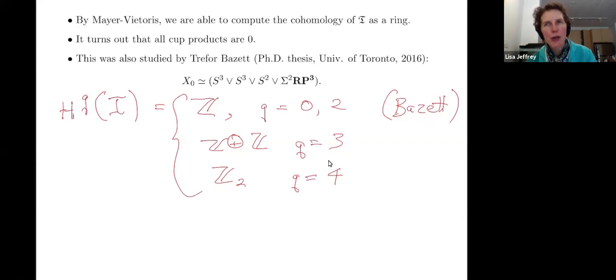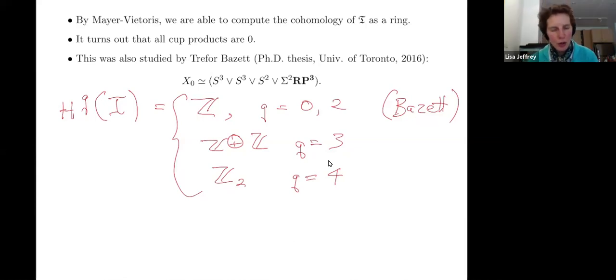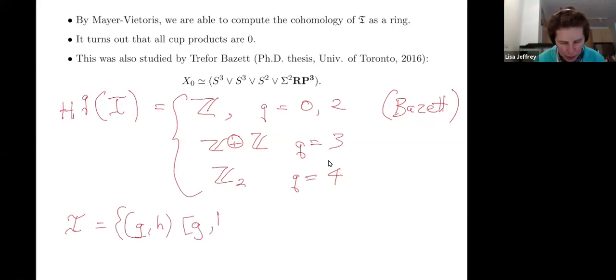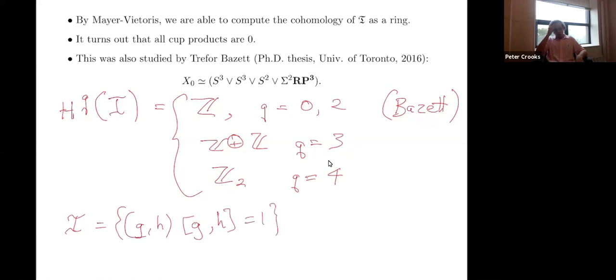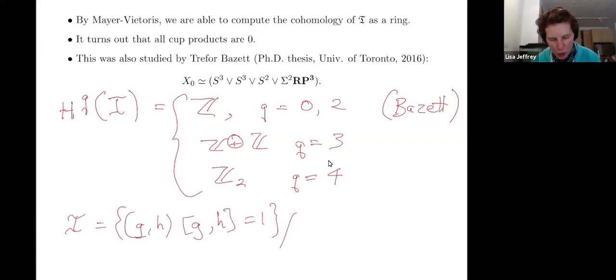Are there questions to this point? Lisa, so the variety you're calling I, right? That's the pre-image of the identity mod simultaneous conjugation, right? This thing is just the pairs G, H where G commutes with H. So it includes, of course, T cross T quotiented by duality. Yeah, always quotiented by conjugation.